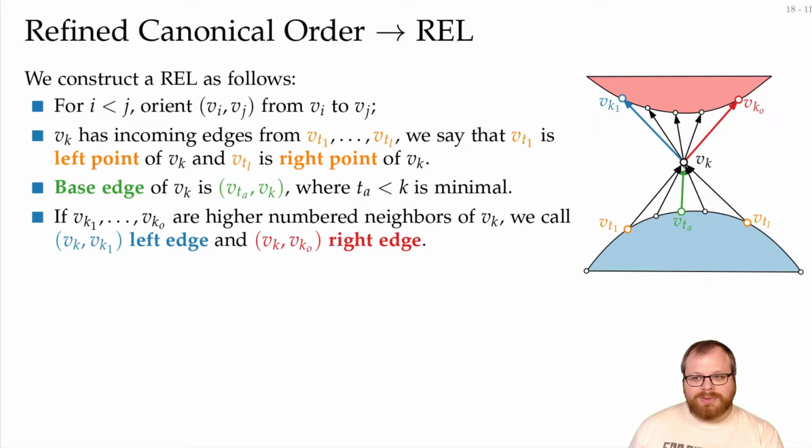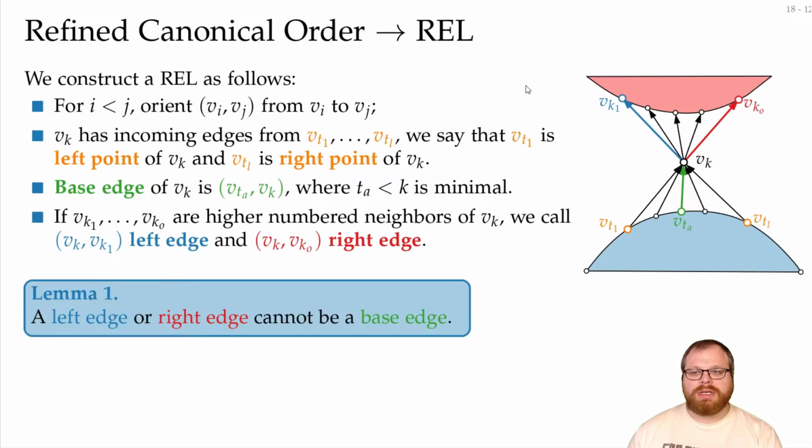Now for this vertex we have colored 3 edges: the base edge, the left edge, and the right edge. In the end, this coloring that we get here from the base edges, the left edges, and the right edges should give us a regular edge labeling. That means that if we look at every vertex, color its base edge green, its left edge blue, and its right edge red, then every edge shall get exactly one color.